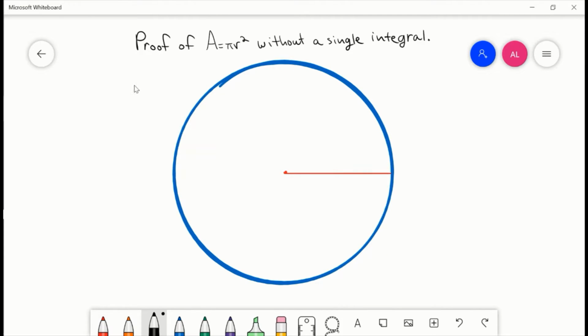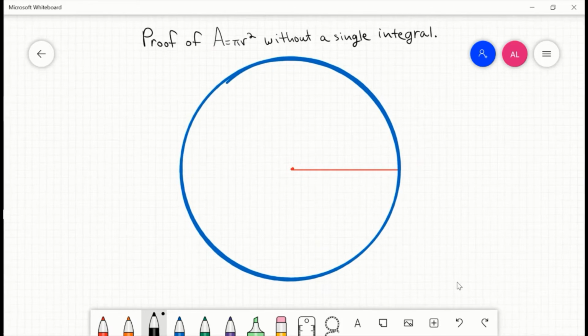So today we are going to prove that the area of a circle is equal to pi times its radius squared, and we are going to do this without a single integral. Now, a brief disclaimer before we get started: you will need to know limits before continuing.